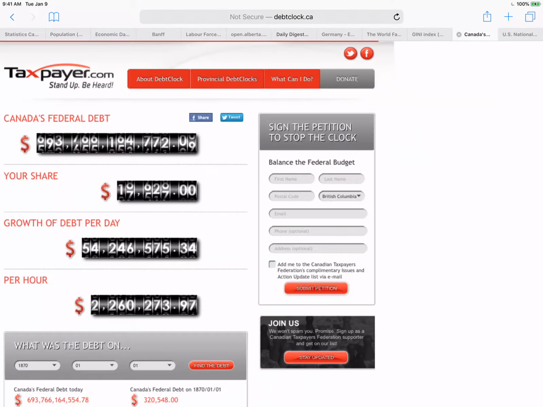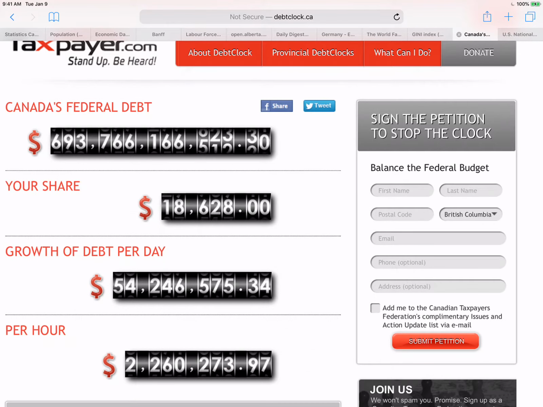So we're going to be looking at the impact of that debt this semester. But if we want to look at debt, there are some debt clocks. This is Canada's federal debt, so just the federal government. The federal government owes about $693 billion. If we were to divide that among all Canadians, your share is about 19 grand. So this debt clock shows us how much we're accumulating in terms of federal debt.